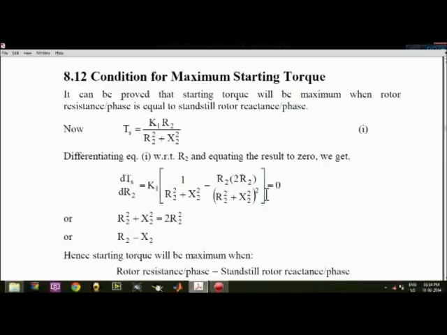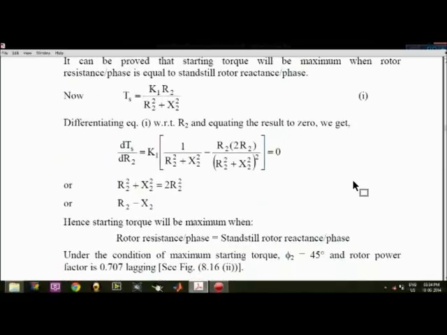Now one more important thing, that is the condition for maximum starting torque. For calculating any maximum value, we have to differentiate it. So differentiating with respect to R2 and equating it to 0, we get R2 equals X2. That is, when the resistance R2 equals X2, the starting torque will be maximum. That is, the rotor resistance per phase equals the standstill rotor reactance per phase. Under the condition of maximum torque, the angle phi is 45 degrees and the power factor is 0.707 lagging.